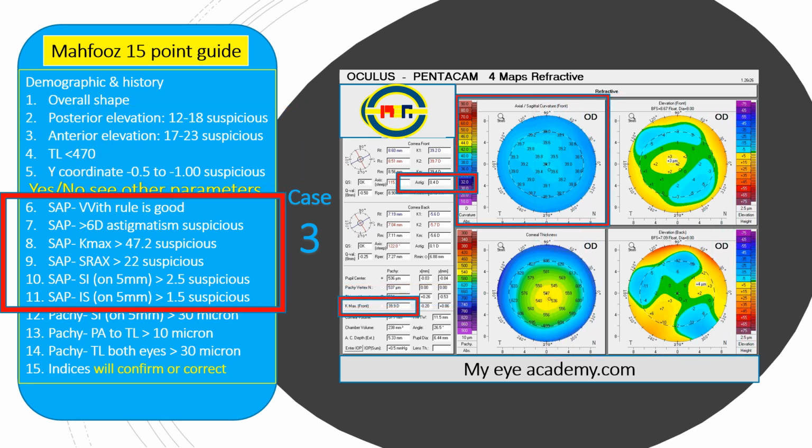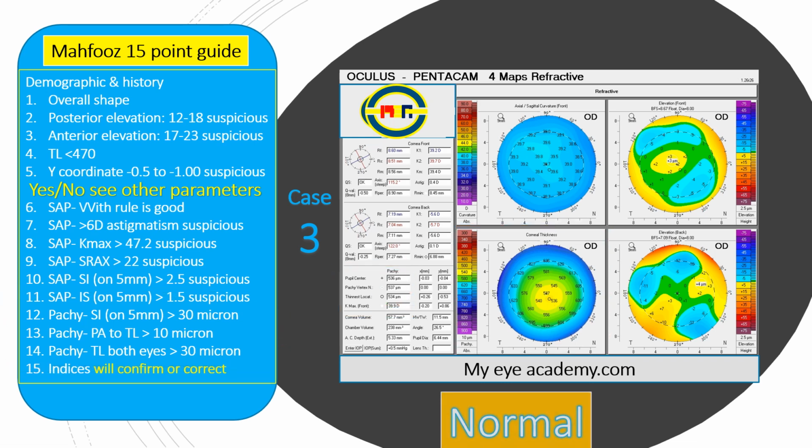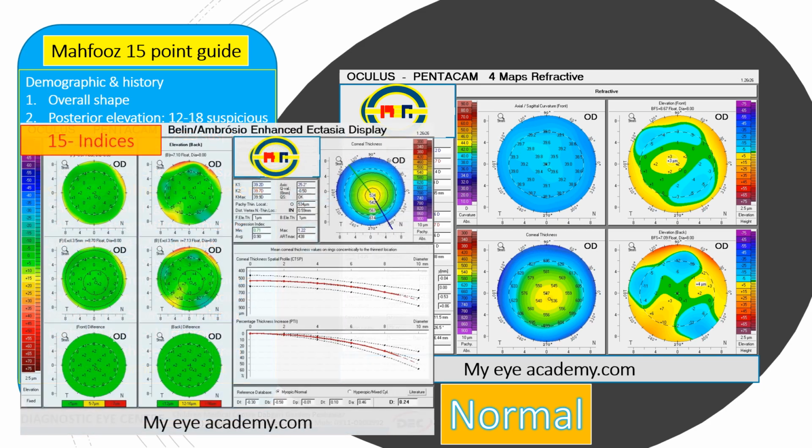Confirm it with the SAP map readings. Astigmatism is less than 6, Kmax is less than 47, there is no SRAX, superior inferior and inferior superior are within the normal limits. Let's move on to the Pachy readings. The superior inferior on a 5 millimeter circle is less than 30 difference, and the Pachy apex to the thinnest location is less than 10 difference. So everything looks normal, so most probably it's a normal cornea, and we'll confirm it with the indices.